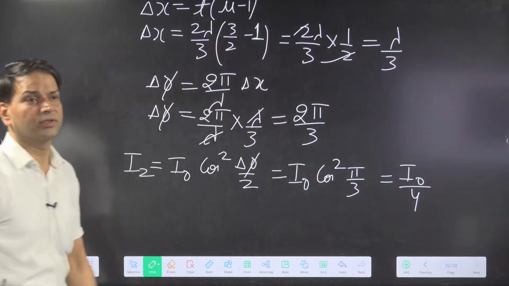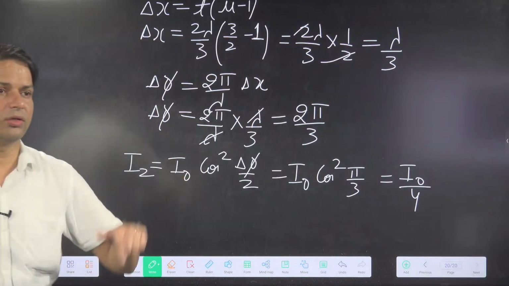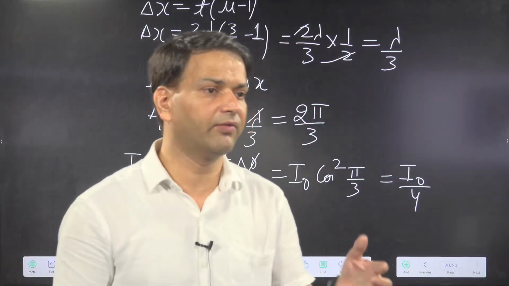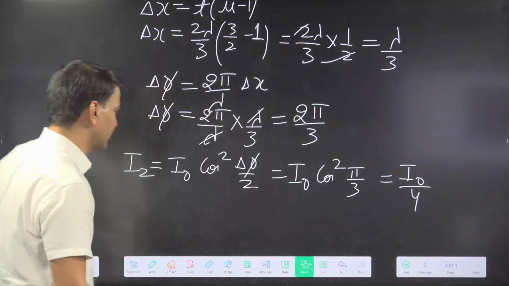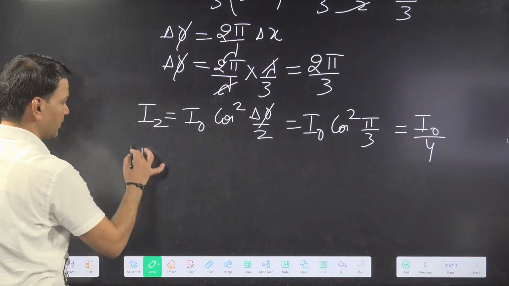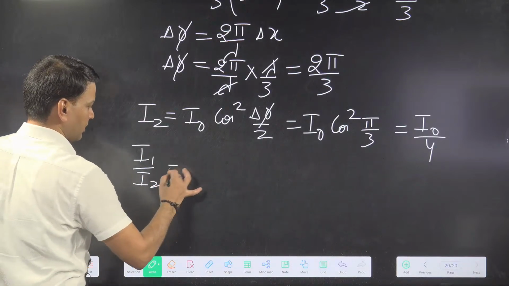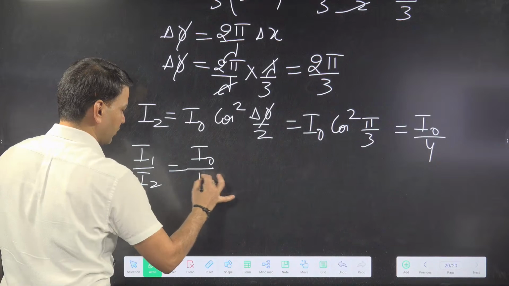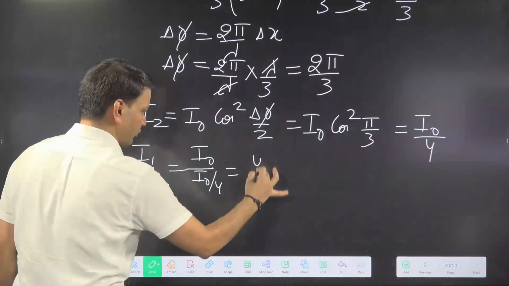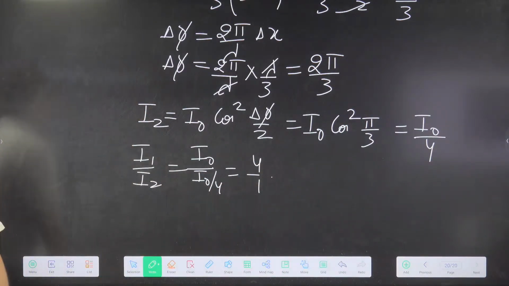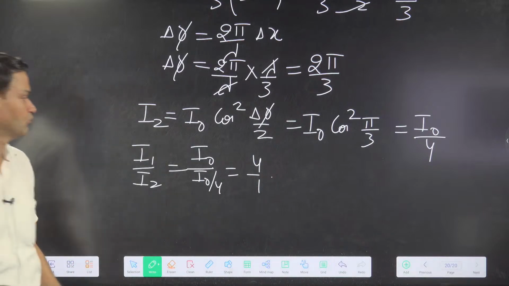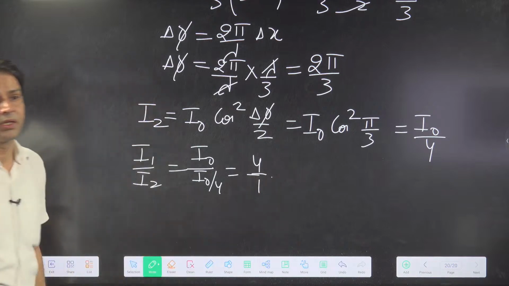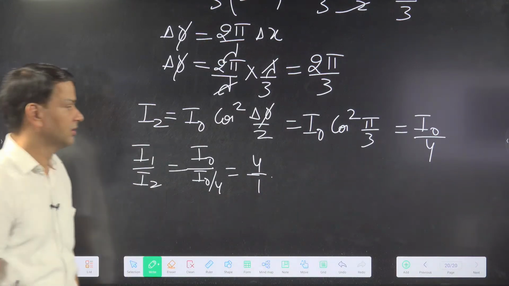Now what is the ratio of the intensity? Initially I naught. Now at the same point how much intensity do we have? I naught by 4. So what is the ratio? I1 by I2 is equal to I naught upon I naught by 4, that is equal to 4 is to 1. Okay. Time is going very fast.